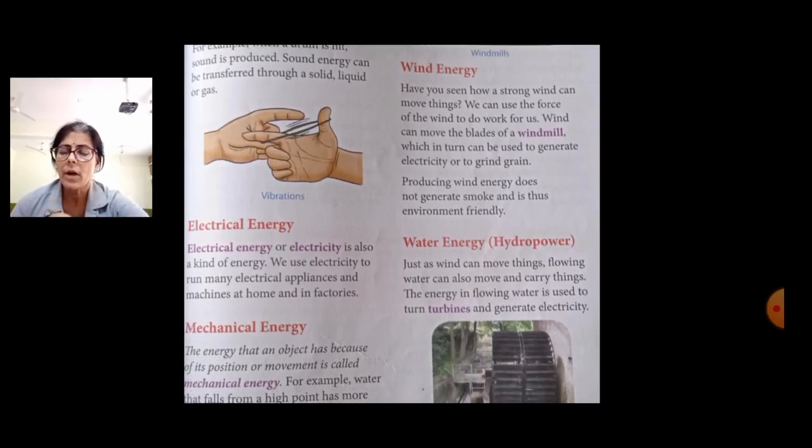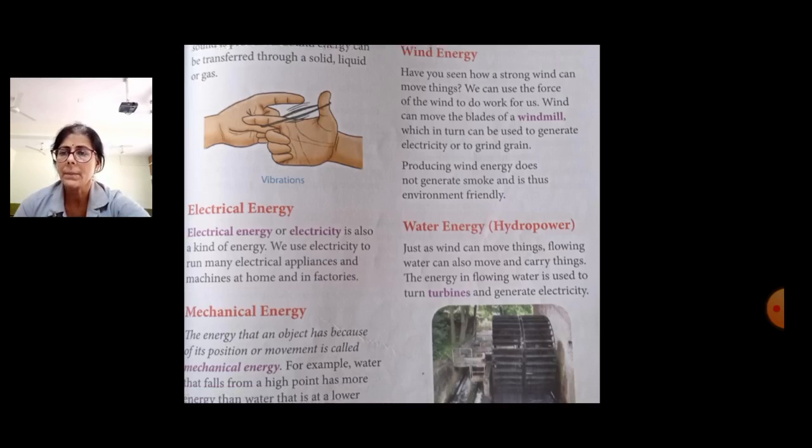Now, electrical energy. Electrical energy or electricity is also a kind of energy. We use electricity to run many electrical appliances, right? Like machine, television, mixer grinder, fan, or outside the home, like big factories. In big factories, many machines, right? In that electricity is applied.